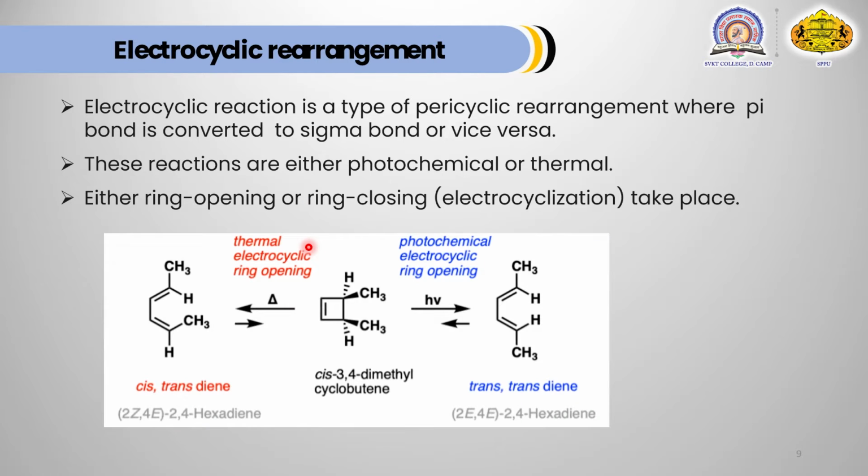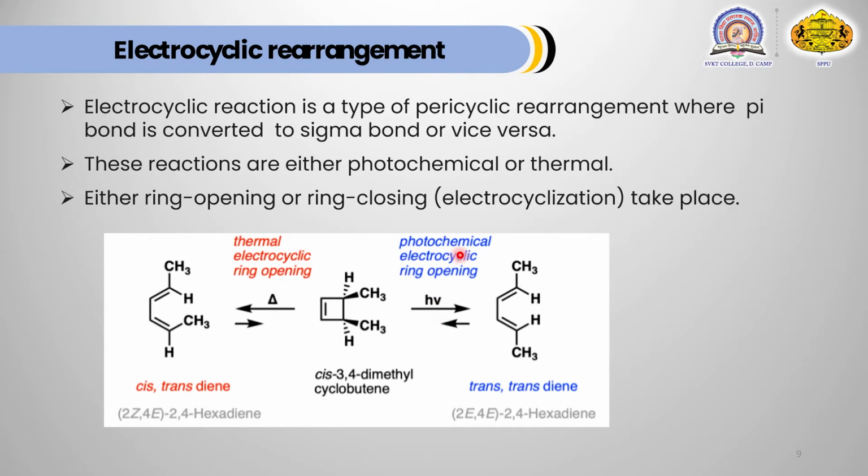Let's see this example. This is a cis-trans diene. This is a pi bond, and this is another pi bond present in this diene system. The starting compound of this reaction is cis-3,4-dimethylcyclobutene, the substrate molecule. When this molecule is heated, there is movement of sigma as well as pi bonds, and this product is formed, that is the cis-trans diene.